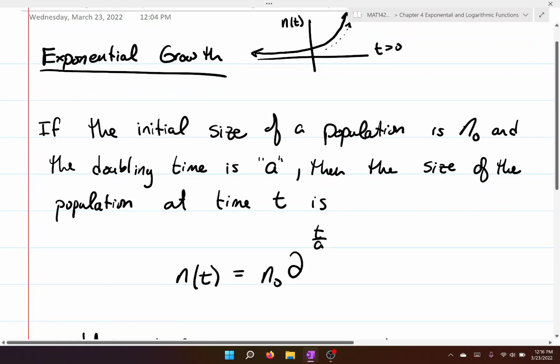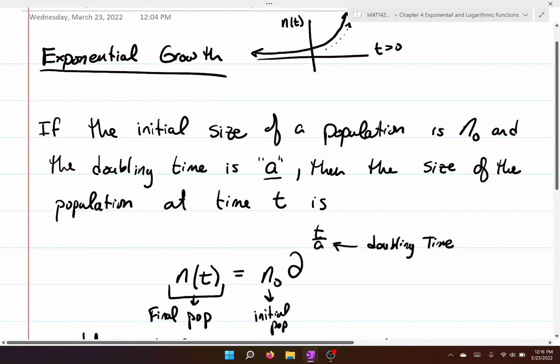So if the initial size of a population is n sub 0, or n naught, but it's just n sub 0, and the doubling time is a, then the size of the population at any time t is given by n of t equals n sub 0 times 2 to the power t over a, okay? So n of t is going to be your final population. Remember, this n sub 0 is the initial population, and then this letter a is going to be your doubling time.